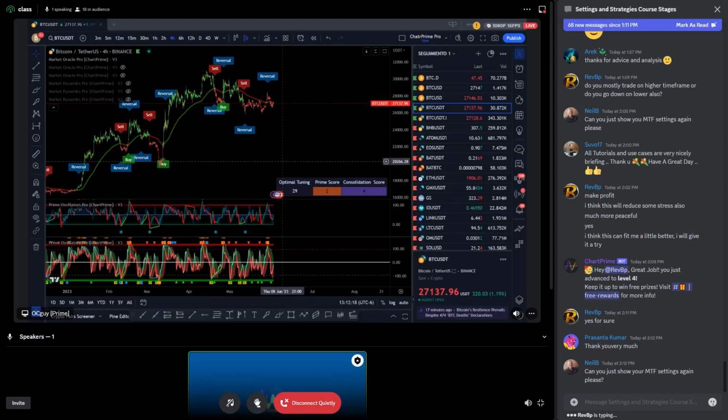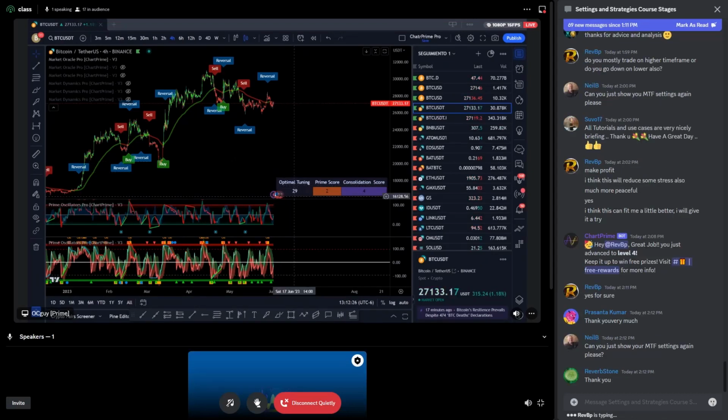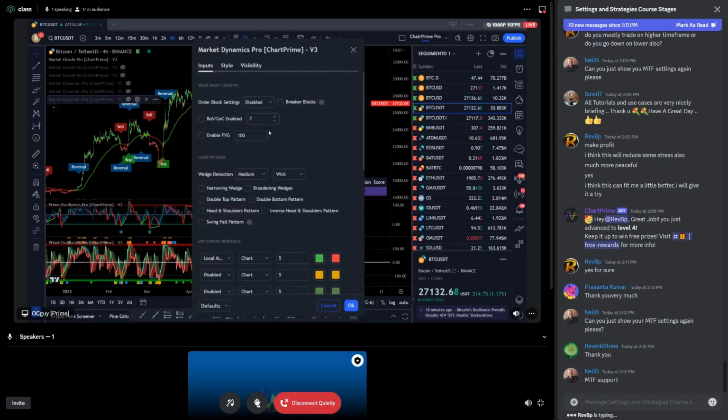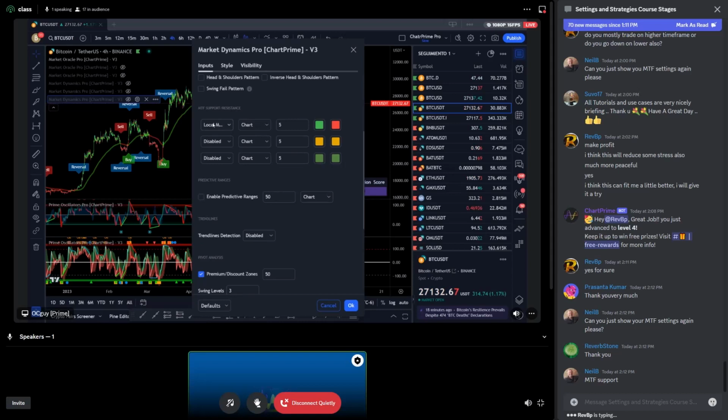Remember, guys, this is only possible because of your support. Can you just show the multi-time frame setting again, please? Multi-time frame settings. We have multi-time frame for predictive ranges, and we have multi-time frame for support resistance. It's very simple. It is not for you to take a look at my charts, but remember it's just local on the chart. Whatever I have on my chart, I have up to 5. But as you remember, I changed them many times. So make them work for you. That is my advice.